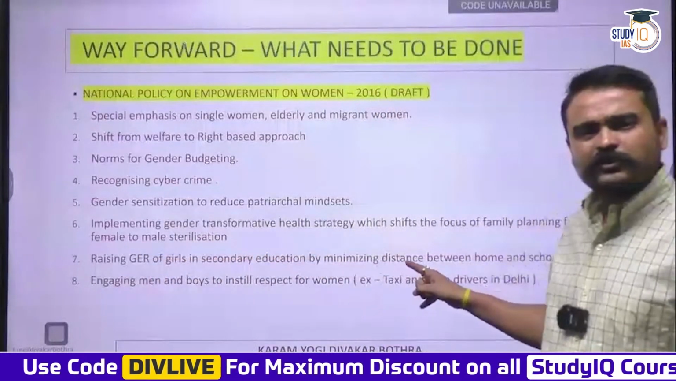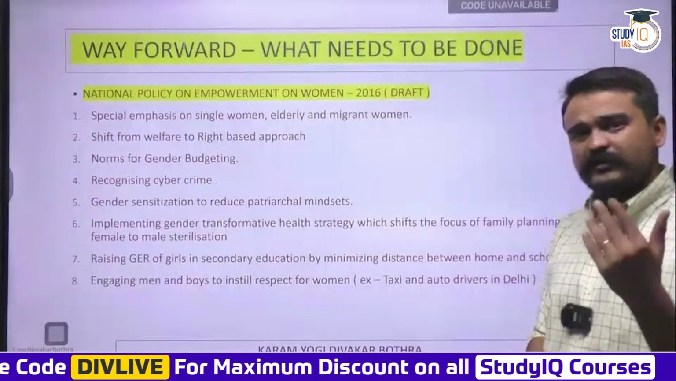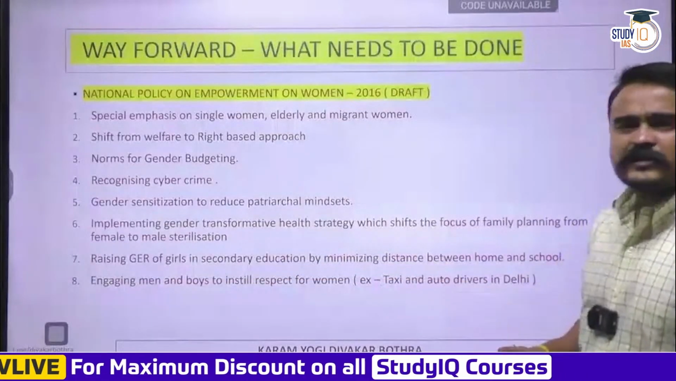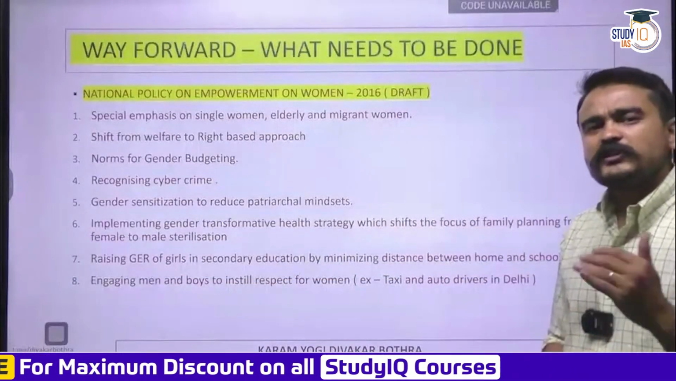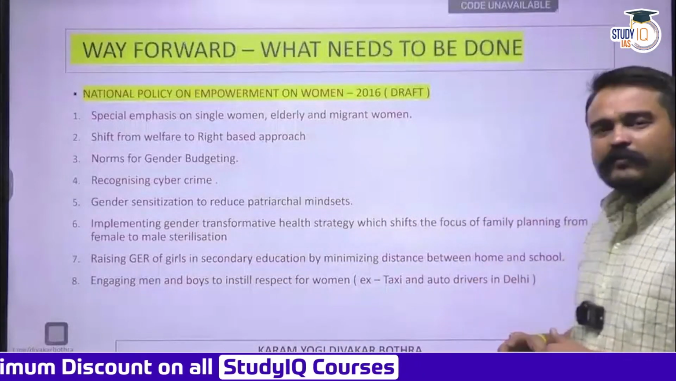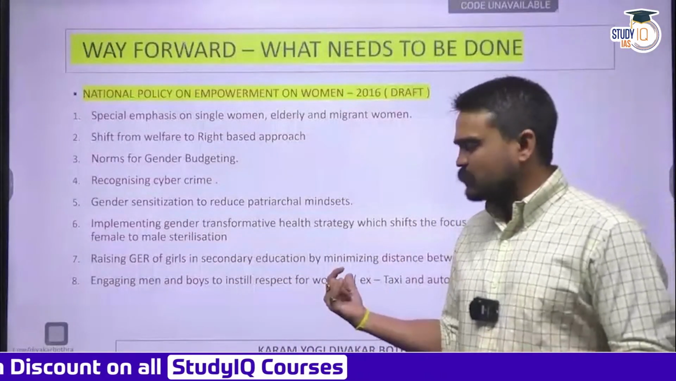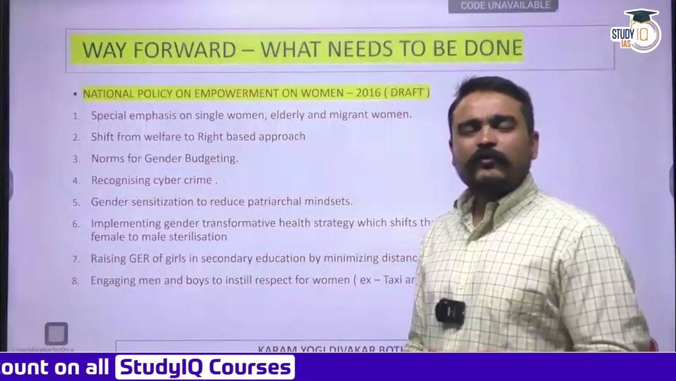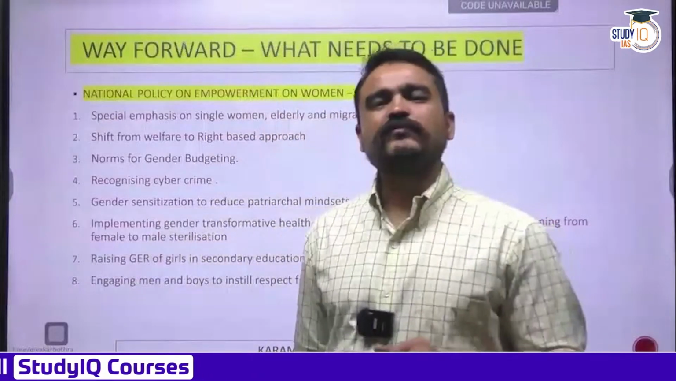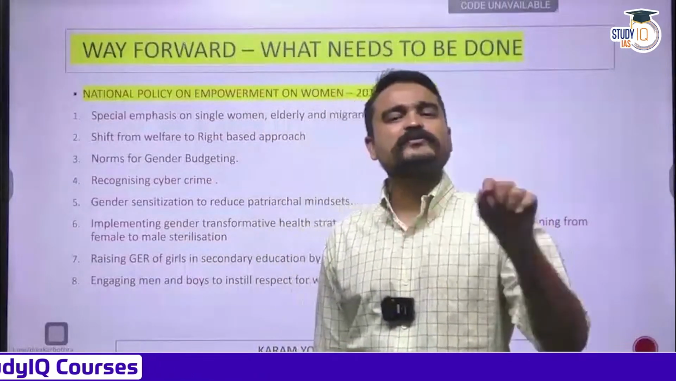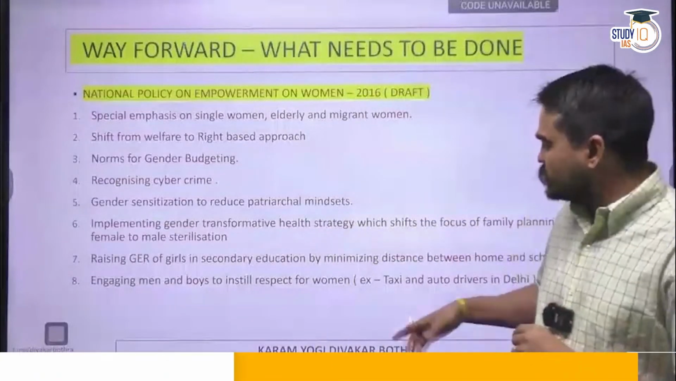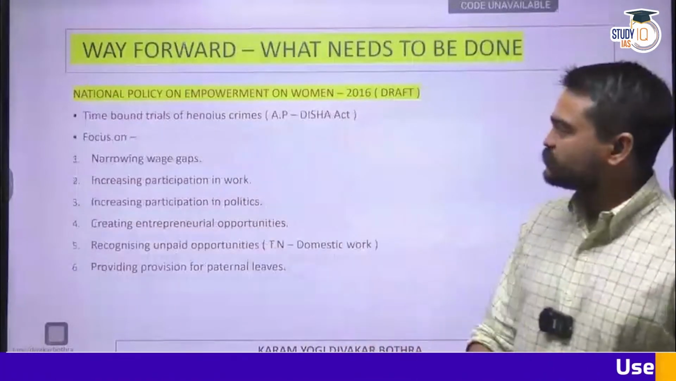Raising the gross enrollment ratio of girls in the primary schools as well as in the secondary and higher schools. Engaging men and boys to instill respect for women. We need to largely change the mindsets of boys and men as well. Example, taxi and auto drivers in Delhi. This is my personal example here. You often see in many taxis and autos, behind them, it is written, this driver respects women. That is a change of mindsets which we are trying to bring among the larger population and also among the men in the society.